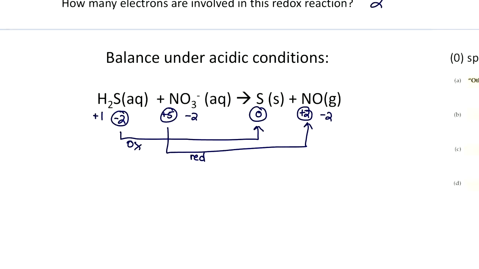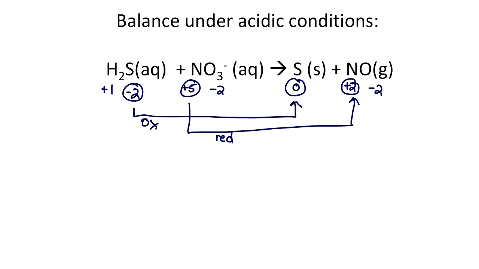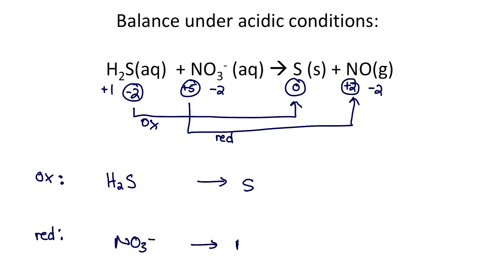Right? So I always like to do oxidation first. So let's get that oxidation half reaction. I'm going to take the total substance that's oxidized, so H2S, arrow, S. And then my reduction reaction is NO3-, arrow, NO. Great. So what do we have to do? We have to balance the atoms. So are the sulfurs balanced? Yes. So now we move on to oxygens.